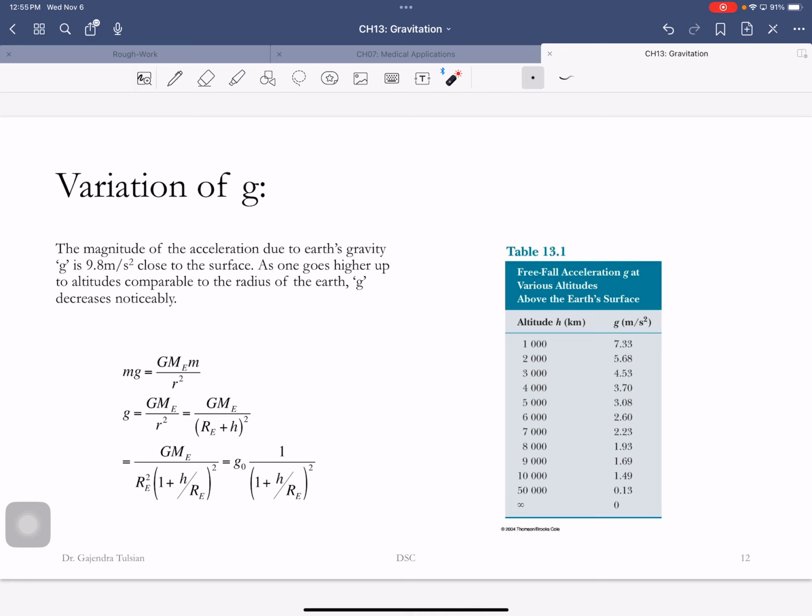What is the value of acceleration due to gravity? I'm sorry? Yep. Is an acceleration a vector or a scalar? It's a vector. So which way is that acceleration vector pointing? It's perpendicular to velocity. Towards the center of mass of the Earth. So it's pointing toward the center of the Earth.